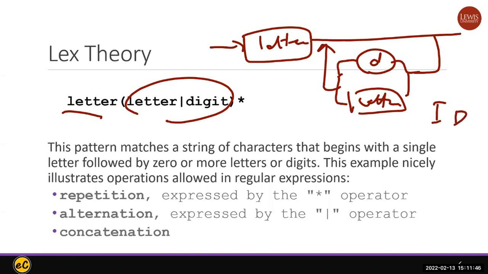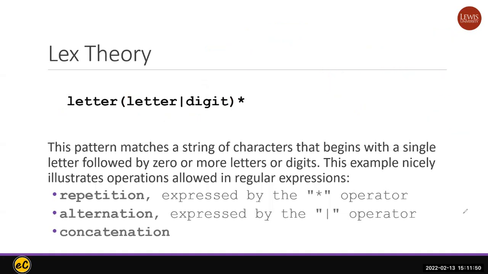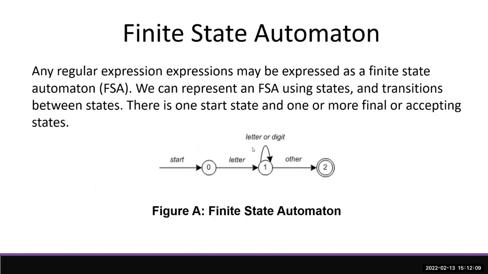The pattern matches strings that begin with a single letter followed by zero or more letters or digits. This is called an ID. For repetition, we use the Kleene star. For alternative or option, we use the bar. Concatenation, you just put them one after another. And parentheses are for grouping.